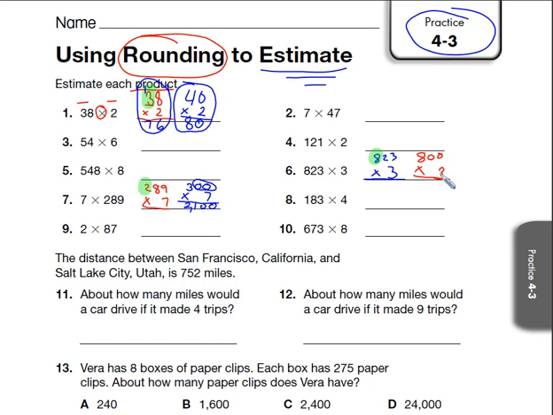8 times 3, we know that that's 24. But we've got to remember to add those two zeros back at the end. So 2,400 is our estimate. And if we were to solve the actual problem, we would go ones to ones, which is 3 times 3 is 9. Ones to tens, 3 times 2 is 6. And ones to hundreds, 8 times 3 is 24. So our actual answer was 2,469, which was pretty darn close to our estimate of 2,400.